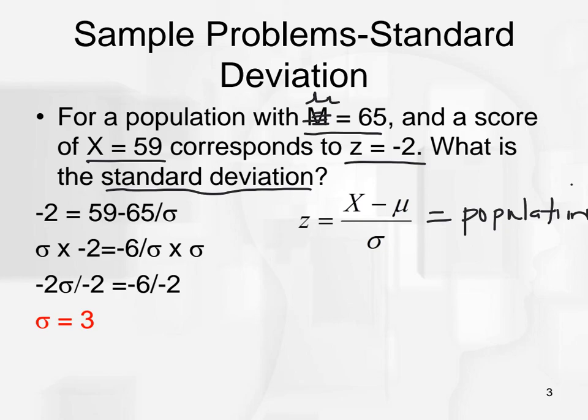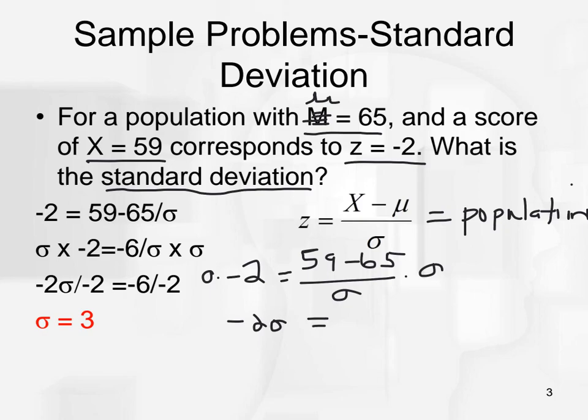All right, so essentially what we have now is we just have 59 minus 65, and we have that over our standard deviation. And we know that our z has been given to us as being 2. All right, so the next thing we have to do is remove this standard deviation that we have in the denominator. In order to do that, we're going to have to multiply both sides by the standard deviation. So now what we're going to get is a negative 2 standard deviations, and then we're going to take 59 minus 65. We're going to go ahead and do that equation, and we get a negative 6.